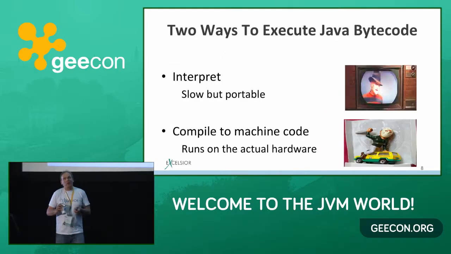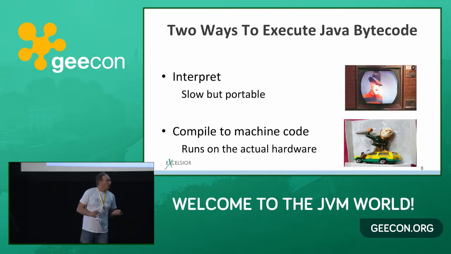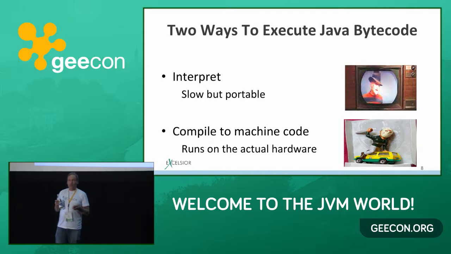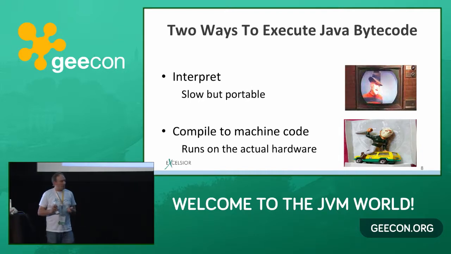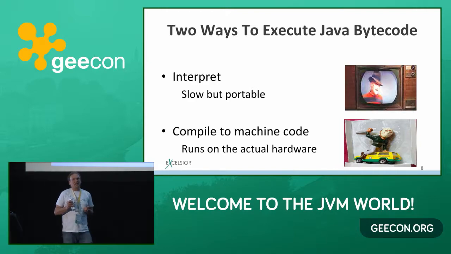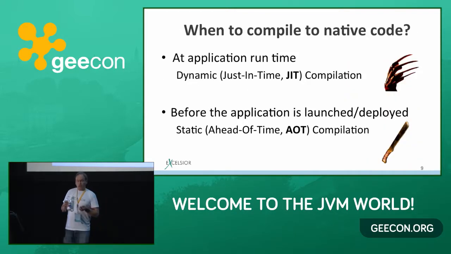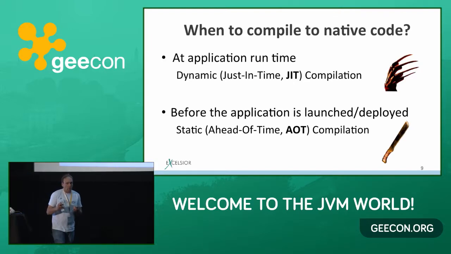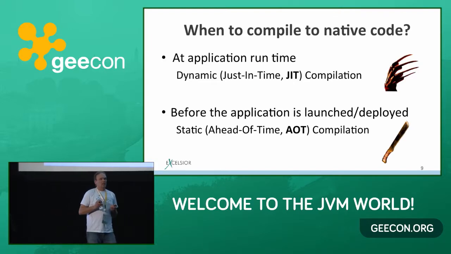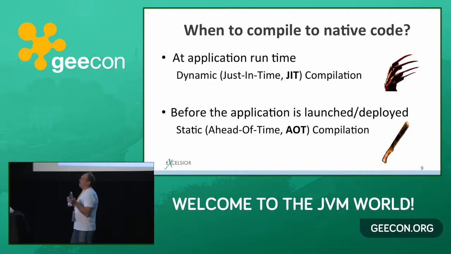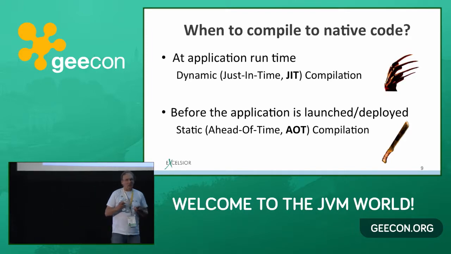If we talk about Java, we implicitly mean a JVM and Java bytecode that is executed on that JVM. And the JVM can execute bytecode in two ways. It can interpret it, which is slow, or it can compile it down to machine code that will run directly on the underlying hardware. But there are also two moments in time when that native code compilation can occur. Dynamic or just-in-time compilation occurs at runtime, and static or ahead-of-time compilation occurs before the program is executed.